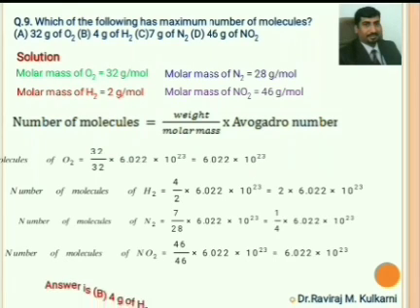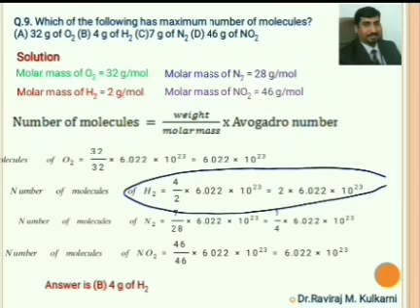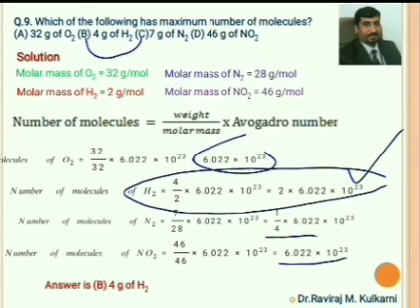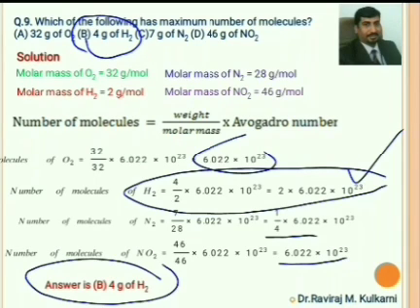So which has the highest? Answer is B. See, it is 2 into Avogadro number, nitrogen is 1.25 into Avogadro number, nitrogen dioxide is just an Avogadro number, and oxygen is also Avogadro number. So 2 into Avogadro number is maximum. So the maximum number of molecules is with hydrogen. So option B is the answer.